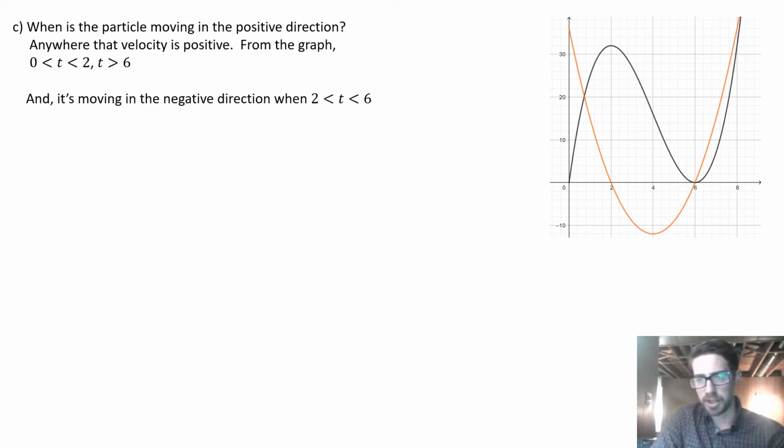Same thing if I ask when it's moving in the negative direction. It's just whenever that parabola dips below the x-axis, and that's just between time 2 and time 6, and that covers everything because it's only moving one way or the other.